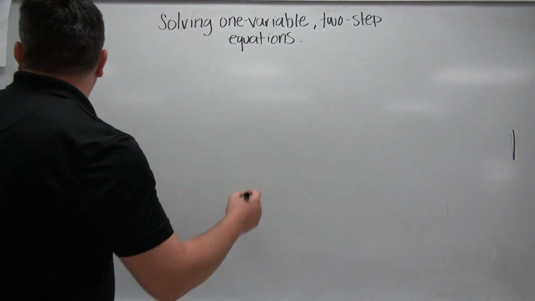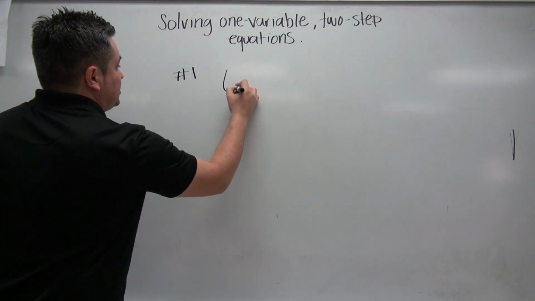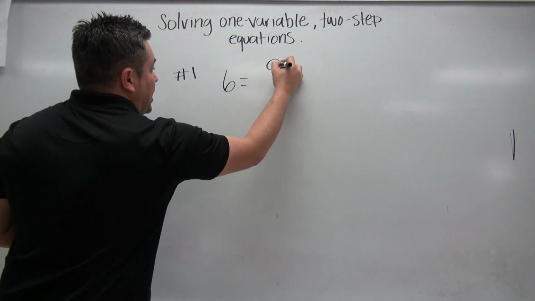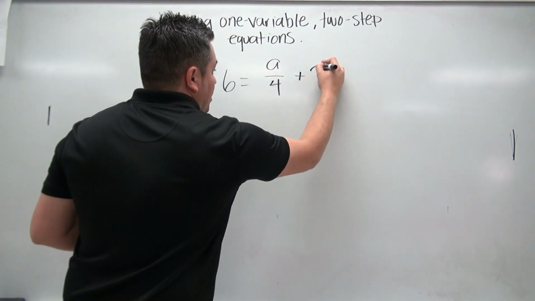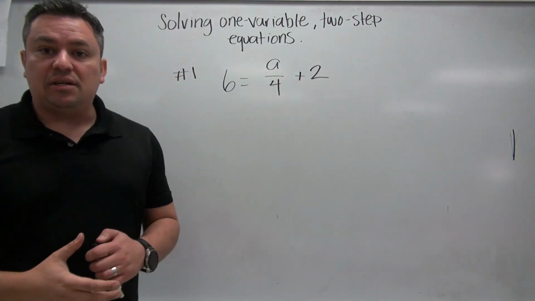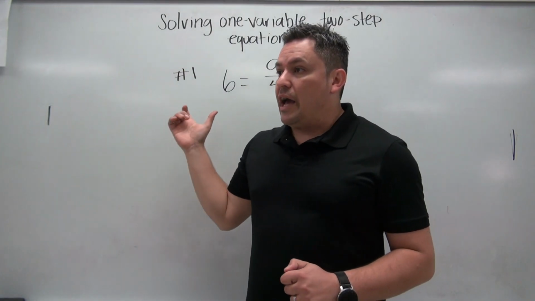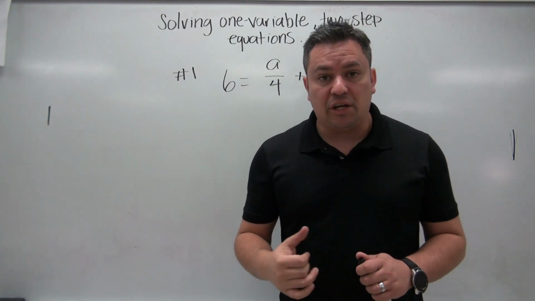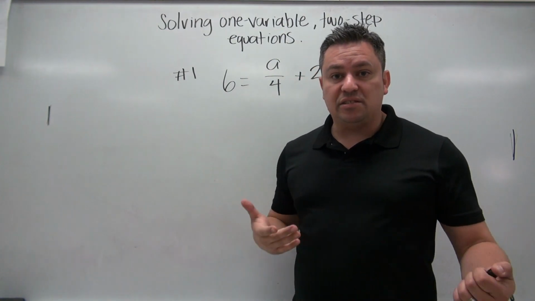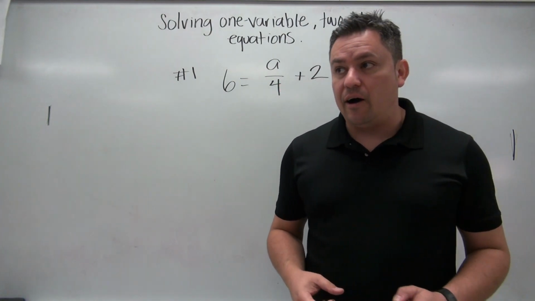So the first one, number 1 says 6 equals a over 4 plus 2. Now, if we remember this, we gotta do reverse order of operations to undo everything and leave the variable by itself. The variable is gonna be the letter in this thing. Why is it a variable? Because we don't know what the value is for it. And that's what we're trying to find out.